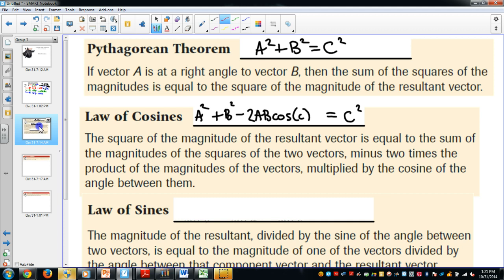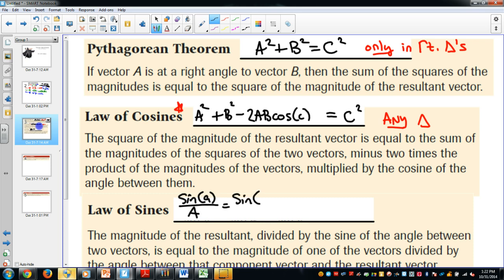Now, the Pythagorean theorem will only work in right triangles. The law of cosines is in any triangle. So sometimes if your triangle is not a right triangle, this might be your horse. The law of sines says this. It's the sine of angle A divided by side A is equal to the sine of angle B divided by side B, which is also equal to the sine of angle C divided by side C. And again, this will work in any triangle.